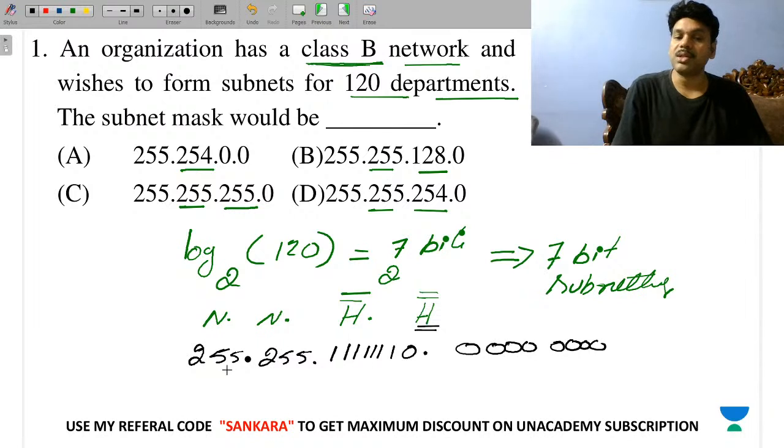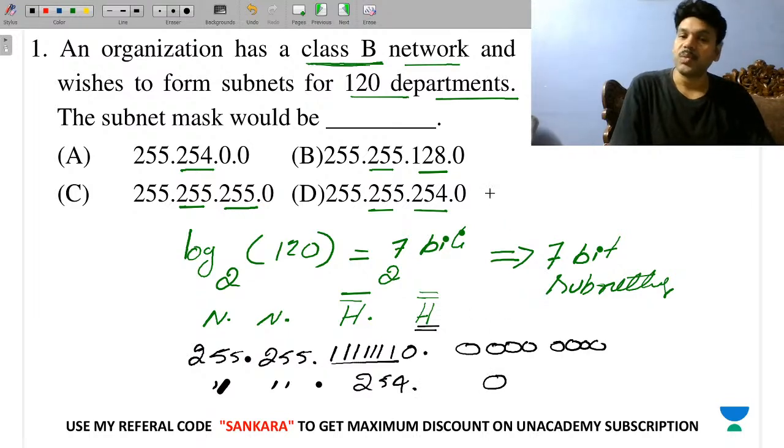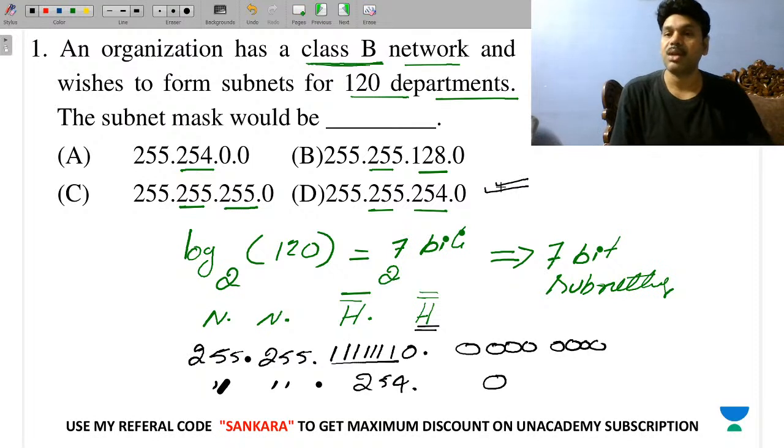So what is your answer finally? 255, 255. 7 bits you take. When you take 7 bits, it is 254 and this is 0. So my dear friends, this is how simply you can solve the answer. Option D is correct in this.